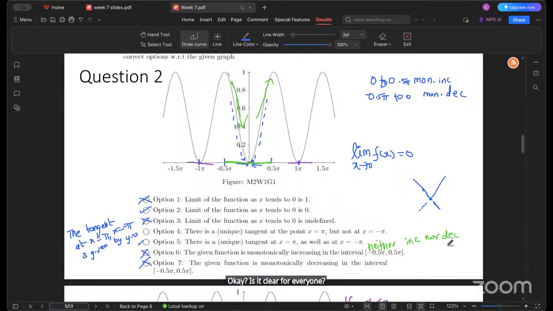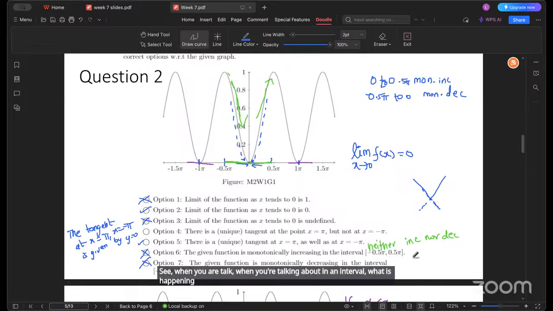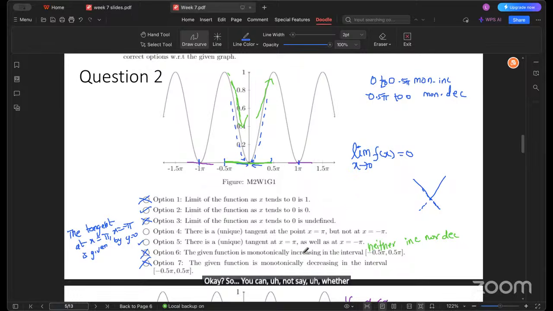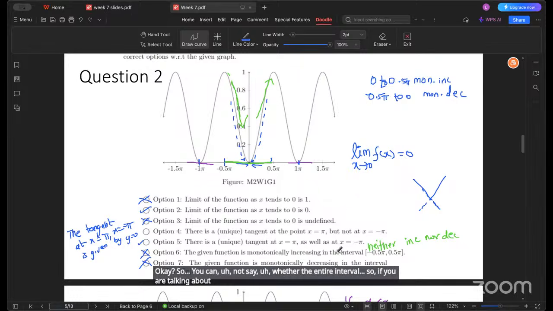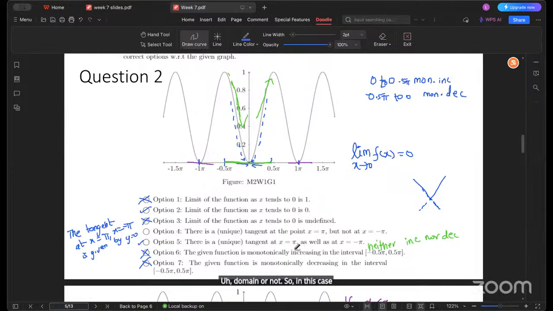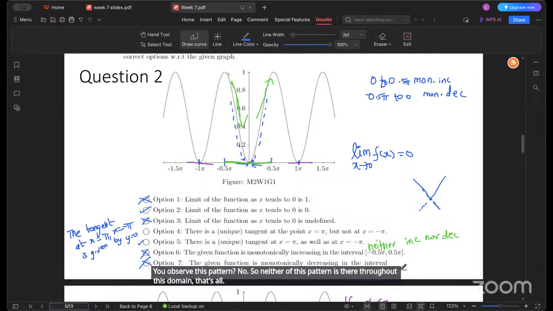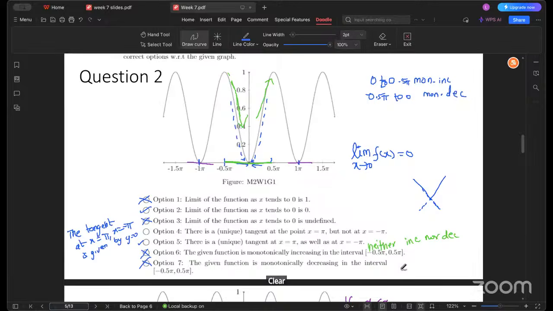But actually, it's decreasing then increasing, no? When you are talking about an interval, you cannot say whether it holds for the entire interval. If you are talking about increasing or decreasing, you are talking about whether you have the same pattern in the entire domain or not. So in the entire domain, do you observe this pattern? No. Do you observe this pattern? No. So neither of these patterns is there throughout this domain. That's all. Clear? Okay. Fine.